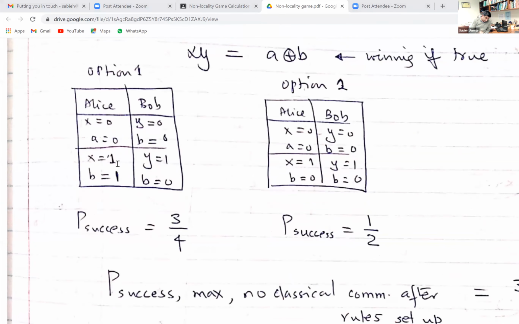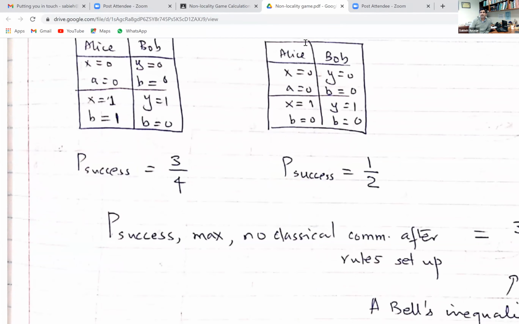For x equals 1, she can either put b equals 1, which is in the left box that you see, or she can put b equals 0, which is in the right box that you see. So these are the only two options that come out as candidates for increasing the likelihood of winning the game. But the left box ensures a probability of success of 75%, and the rules laid out in the right box promise a probability of success of 50%. So the maximum probability of success is 75%.